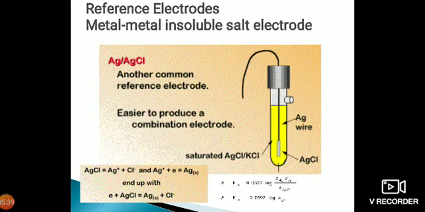Next one is the metal insoluble salt electrode. This is also a reference electrode, AgCl. It is another common reference electrode and easier to produce as a combination electrode. You can combine it with any other electrodes, and it has been constructed with a very simple combination. It is the simplest type of electrode in which the electrode materials take part in the reaction. In them, a metal electrode dips into a solution containing the ions of the metal.